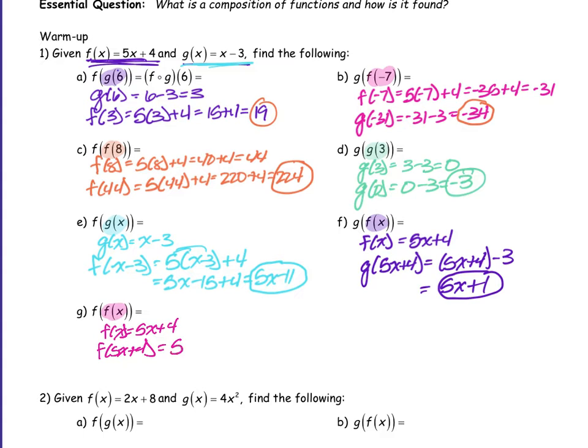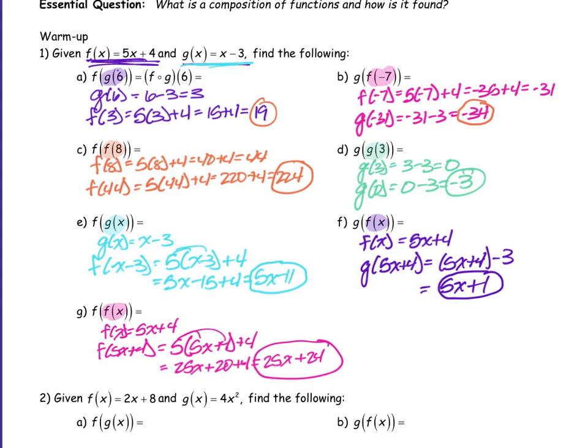So I get 5 times x. My new x is 5x plus 4. And then I'm adding 4. So distribute. That equals 25x plus 20 plus 4, which equals 25x plus 24. Done. Done with number 1.